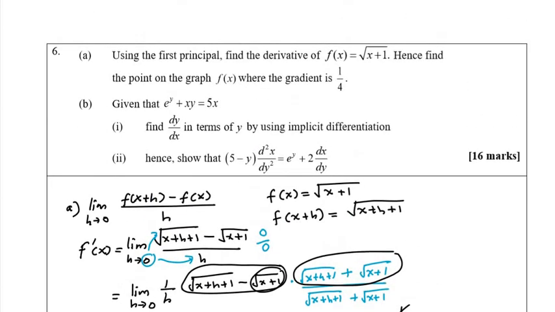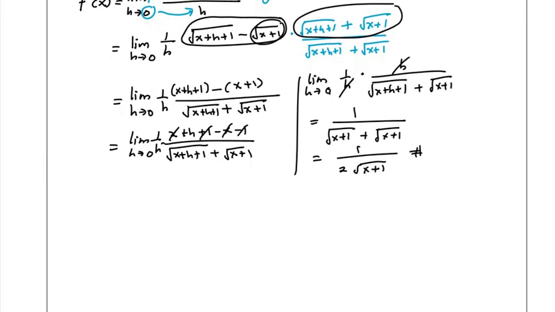Okay, seterusnya kita nak cari point bila gradient is 1/4. So gradient tu adalah f'(x) sama dengan 1/4. Okay, so kita dah ada f'(x) kita, which is 1 over 2√(x + 1). So kita samakan dia dengan 1/4. Okay, so kita kena solve lah. Saya akan darab silang. Jadi 4 sama dengan 2√(x + 1).